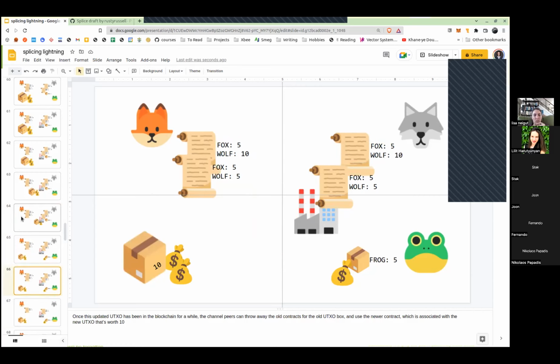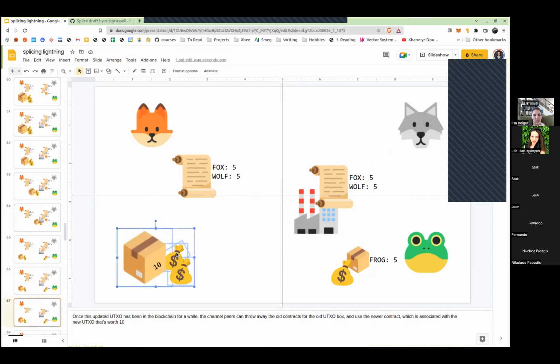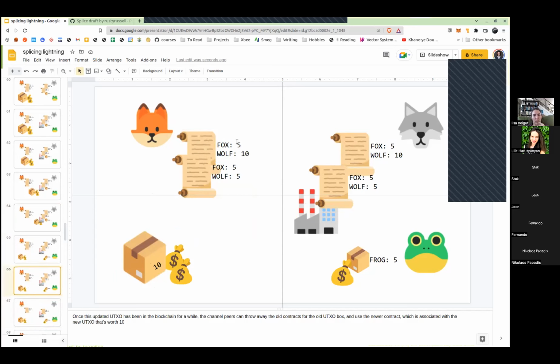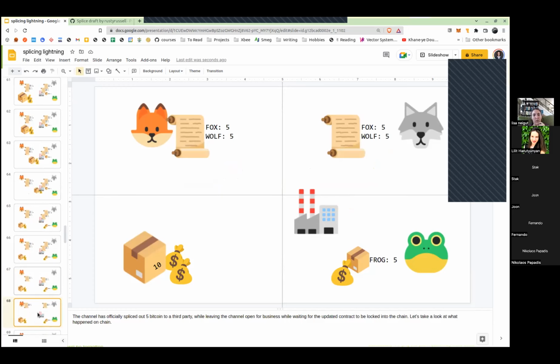So then once the new output, this one here that governs the channel, has been in the blockchain for a certain amount of time, usually like 5 or 6 blocks, you can throw the old contract, which covered 15 Bitcoin, away. You only have to keep the new contract, which only has 10 Bitcoin worth in it, with a lower amount for one party. And now you can send money back and forth between these two parties in the channel, up to like 10 Bitcoin of value, right? Which is pretty cool.